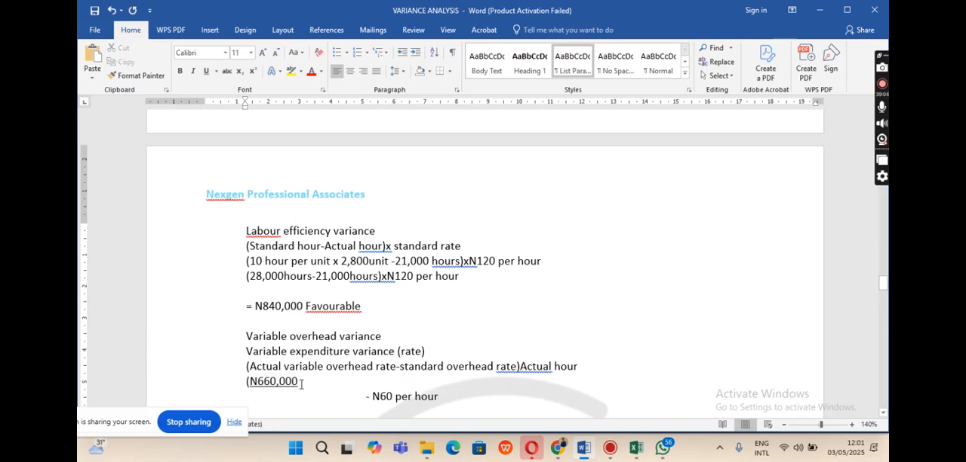Before you can do what? You want to compare. So what is the actual hour? 21,000 hours, right? So when you divide it, what do you have? 31.4 naira per hour.